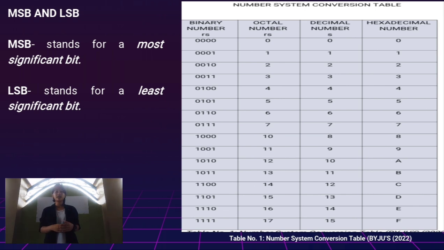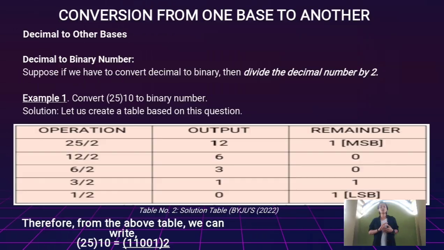And last is the hexadecimal number. We have 0, 1, 2, 3, 4, 5, 6, 7, 8, 9, A, B, C, D, E, F. The letters represent the numbers 10 to 15. So A represents 10, B represents 11, and so on. So let's proceed to the conversion from one base to another.